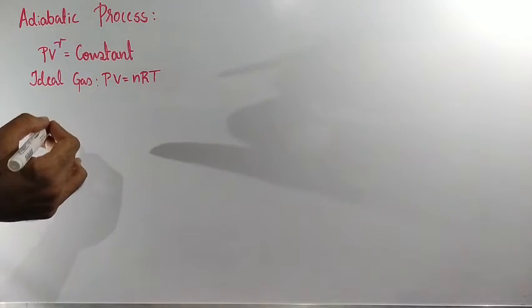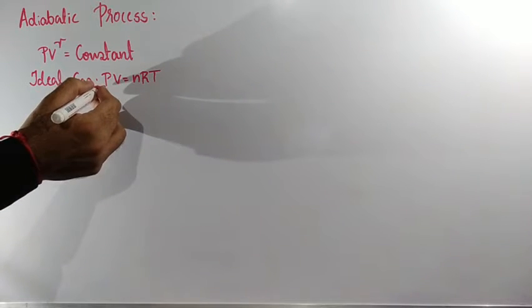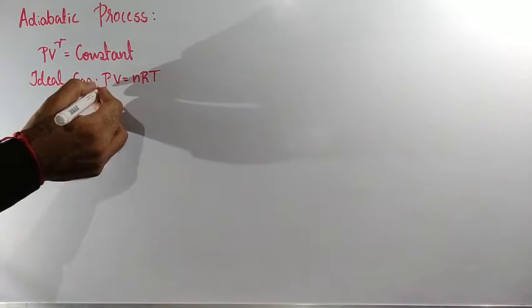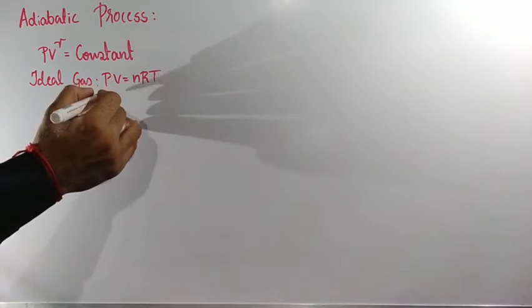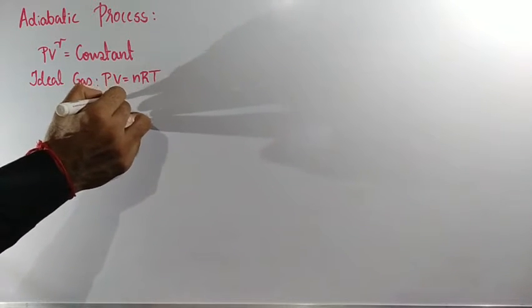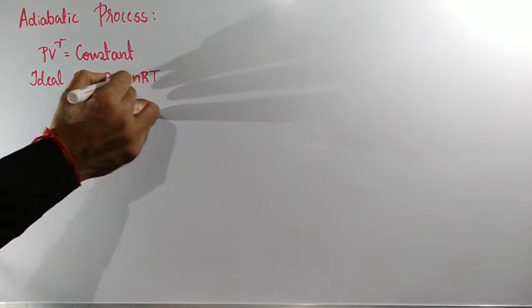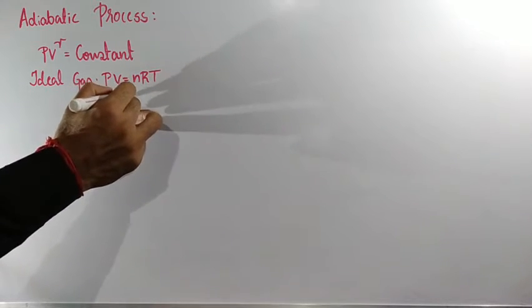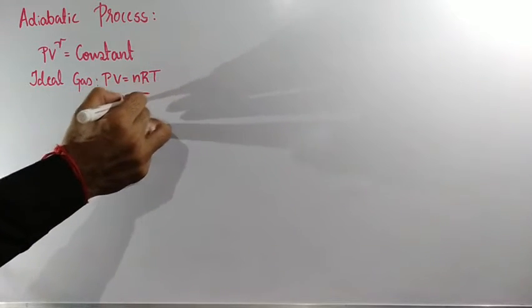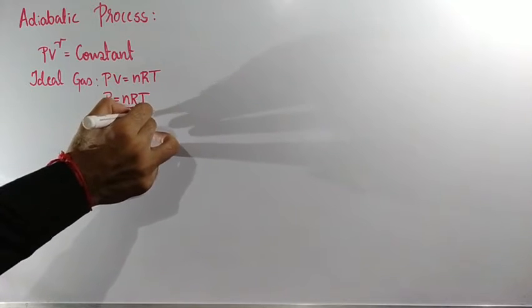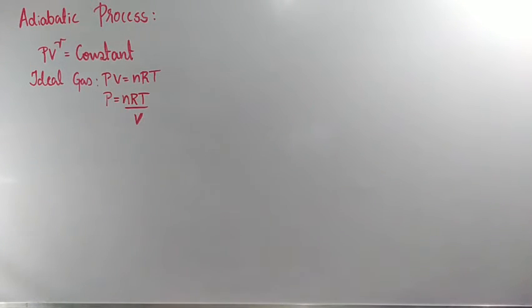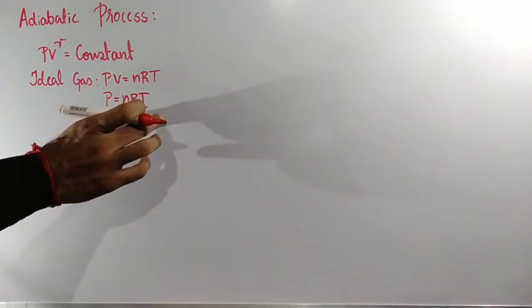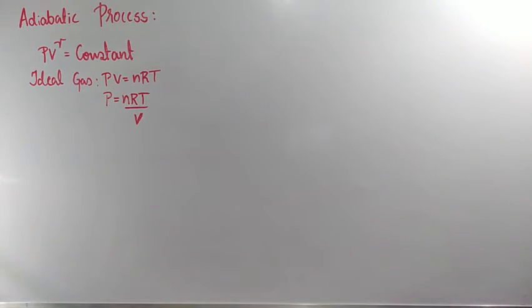Now PV is equal to nRT we are having. So first I will separate P. That means I will take out P and substitute it over here. P is equal to nRT divided by V. Clear? nRT divided by V.